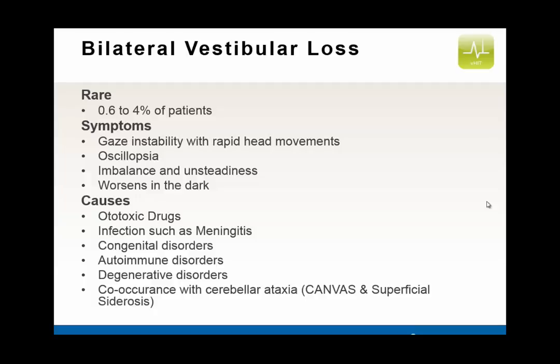What causes bilateral vestibular loss? Ototoxic drugs, infections such as meningitis, congenital disorders, autoimmune disorders, degenerative disorders, and it can co-occur with cerebellar ataxia such as CANVAS and superficial siderosis. This is not all the causes of bilateral vestibular loss, but these are the primary ones.